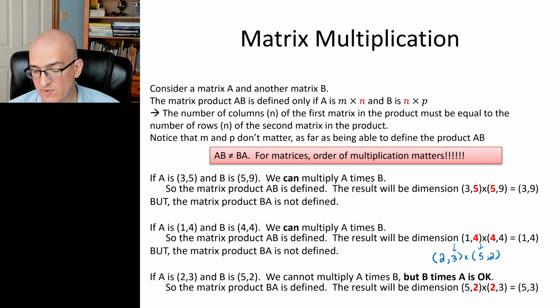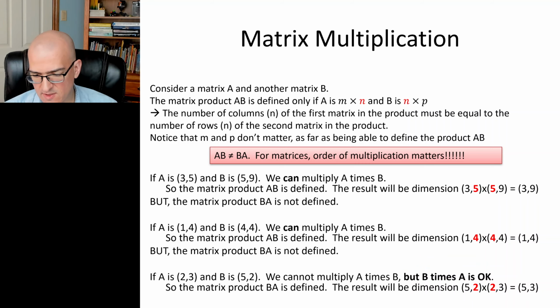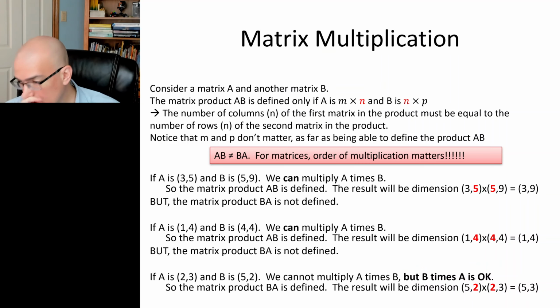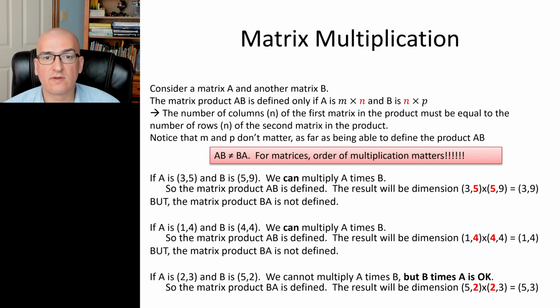But look what happens if we flip the order. What if I take this 5 by 2 and put it here? So what if I do B times A instead? Well, this one is allowed because the inner dimensions match. They'll cancel out and the resulting matrix will be 5 by 3. 5 rows, 3 columns. And this is kind of like telling you the end of a story. So here's the beginning, here's the very end. Now you're all wondering what's the middle.